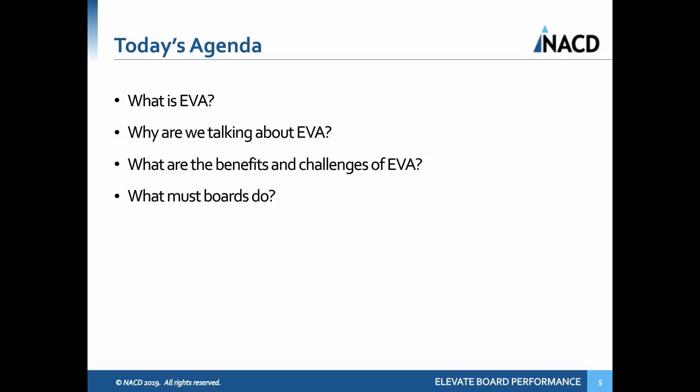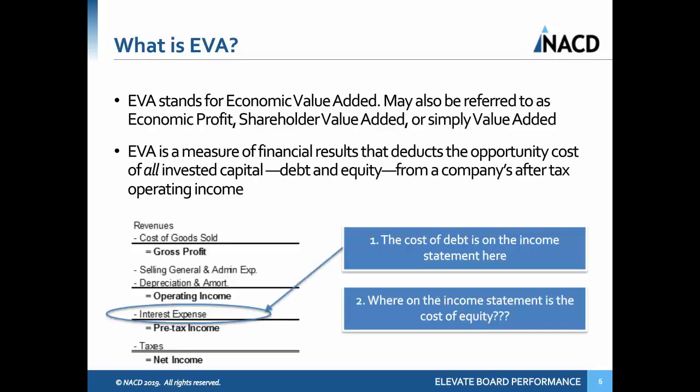So first, what is EVA? Well, EVA stands for Economic Value Added. It goes by other names as well. You may hear it as economic profit, as residual income, economic value, shareholder value added, or simply value added. But in any of these cases, we're generally talking about EVA. EVA is a measure of financial results that deducts the opportunity cost of all invested capital, not just debt, but debt and equity, from a company's after-tax operating income results.